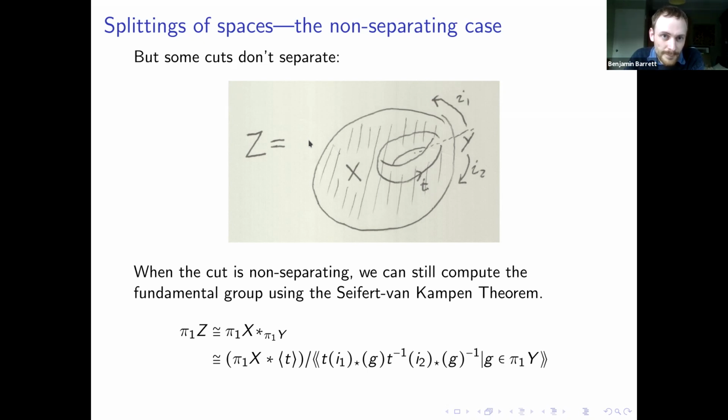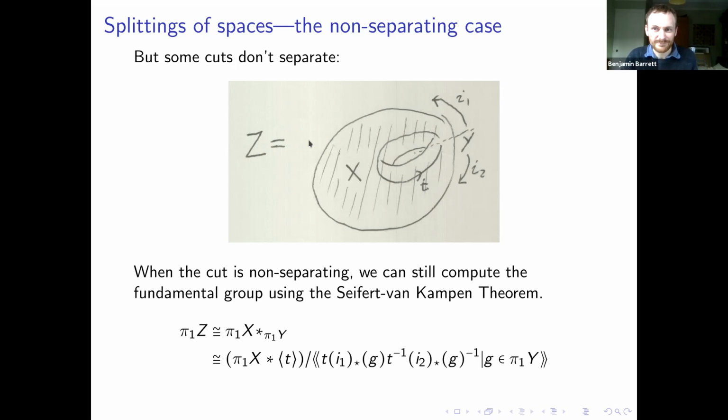So when we cut up spaces, I've said either we separate or we don't separate. When we cut up groups, either we do an amalgamated product or we do an HNN extension. Those are the two cases. So these two slides, the thing I've been trying to do is motivate why these are the two operations we will be talking about. So before I move on, any questions at all?